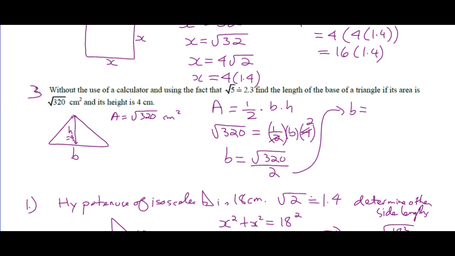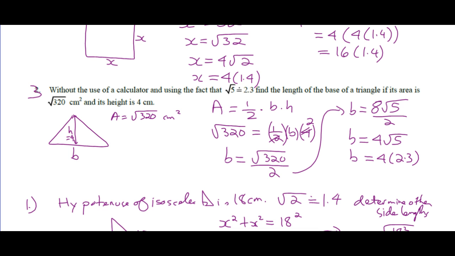But what's the square root of 320? So what's the largest square that goes into 320? Well, 4 goes into it. So if 4 goes in, then we should try 16. Now 16 goes into it, but if 16 goes in, then we should try 64. And 64 goes into it 5 times. So it's going to be 8 root 5 over 2, which is 4 root 5, or 4 times 2.3.